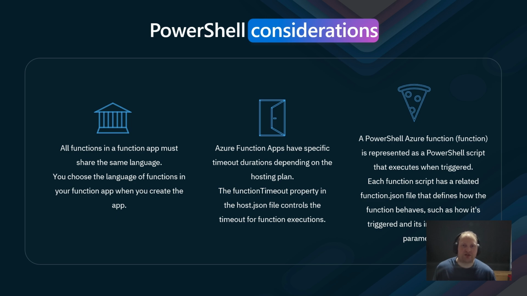So all functions in a function app must share the same language. You can choose the language of the functions in your function app when you create the app. The language of the functions is maintained in the FUNCTIONS_WORKER_RUNTIME environment variable and can't be changed when there are existing functions that are using the function app.